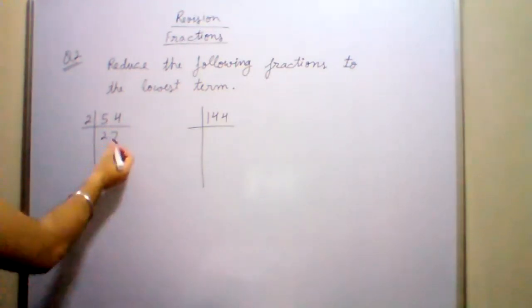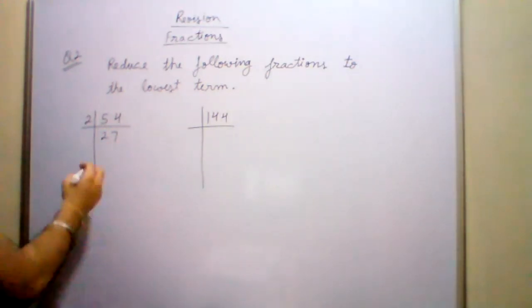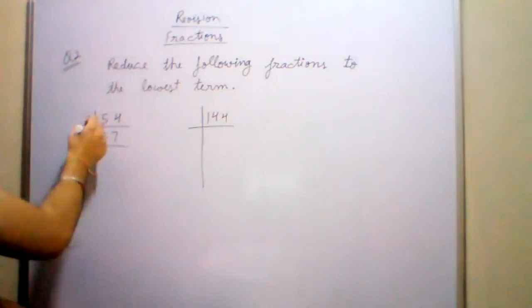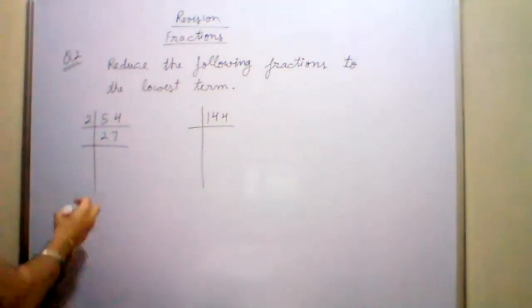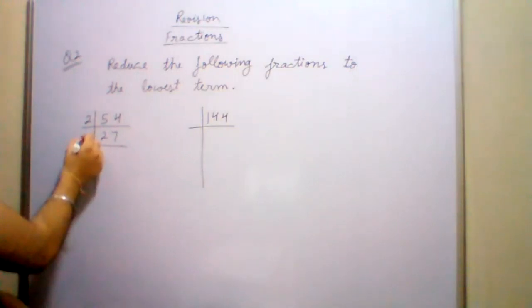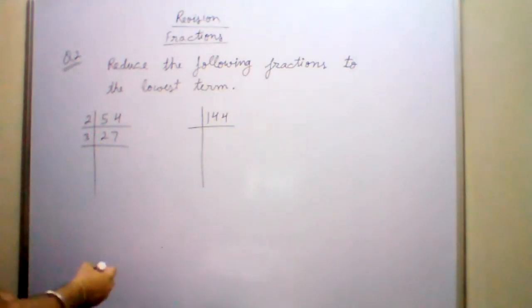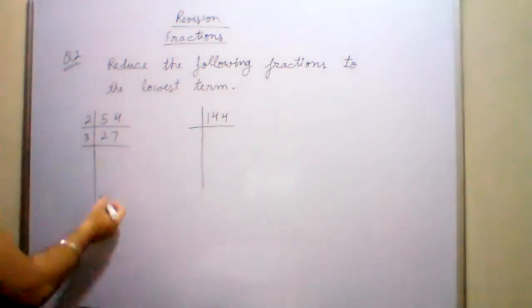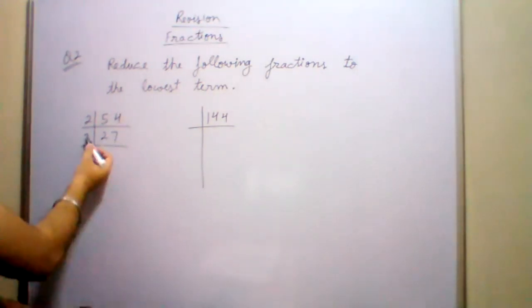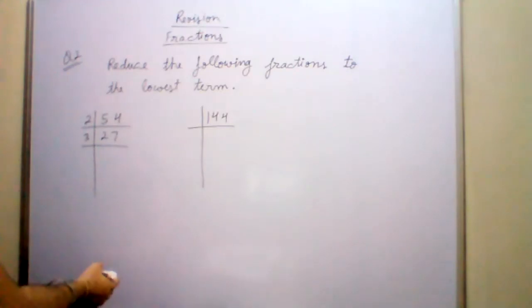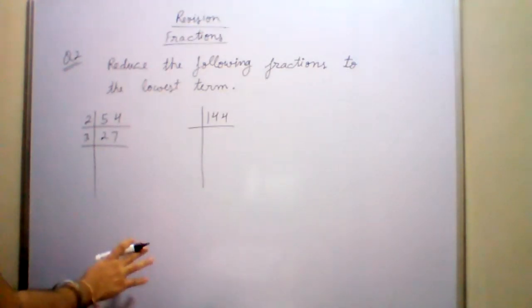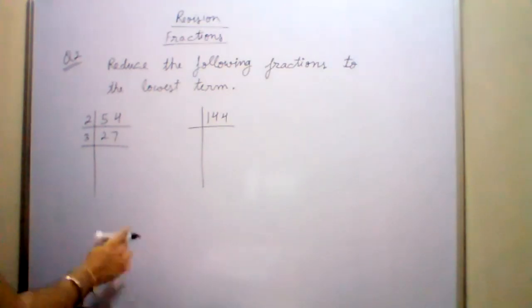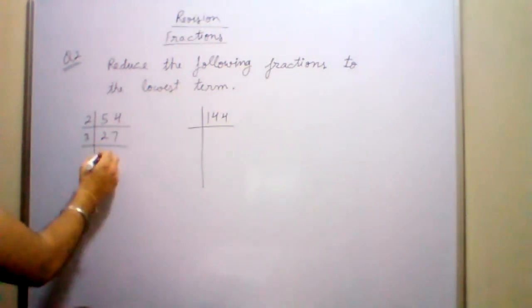27 is not divisible by 2. So what is the next prime number after 2? It is 3. Do you all remember prime numbers? Yes, sir. If you are not dividing by prime numbers, you will never find the HCF correctly. So the next prime number is 3.